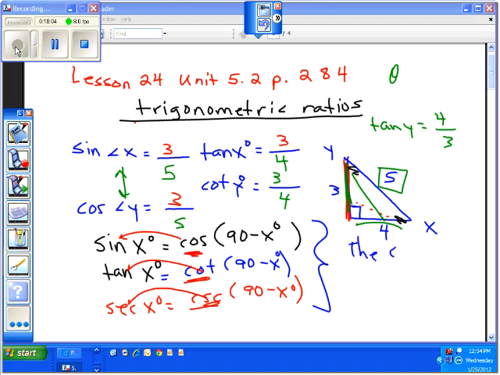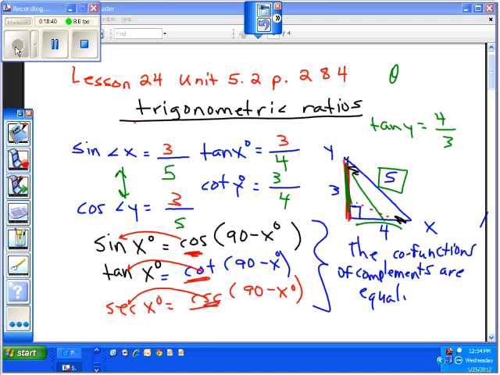The cofunctions, let me spell that right. That was goofy. Okay. So we just learned that the cofunctions, sine and cosine, of complements are equal. That's what we just discovered.